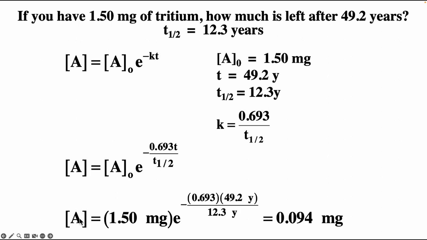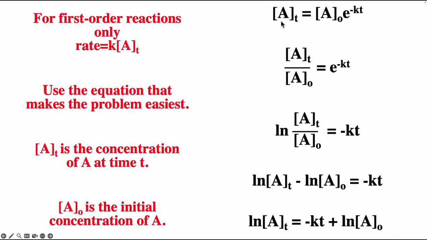So the concentration at time t is equal to 1.5 milligrams times e to the minus kt. And again, k is 0.693 divided by 12.3, times t, which is 49.2. And we get 0.094 milligrams. And so for this case, because we had an integer multiple of half-lives, we can use either method to answer this question. And so again, if you're looking at concentration at time t, we'd use this one.